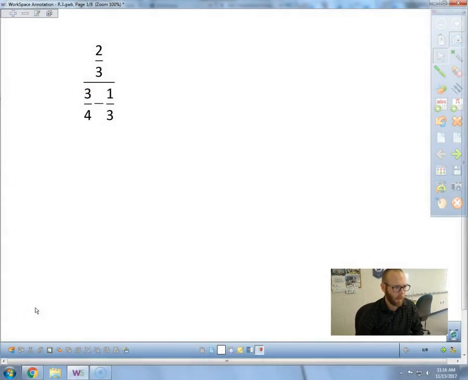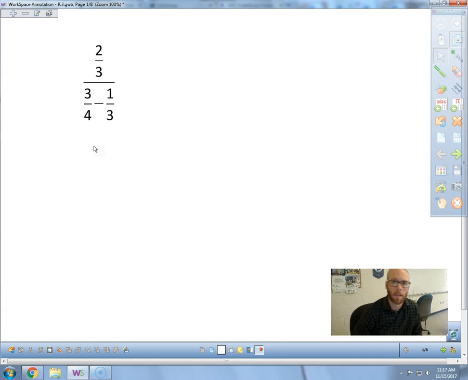So take a look at the problem that I have on my screen here. Take a look at that fraction. Do you know what that type of fraction is called? It's called complex. Why is it called complex? Because we have a fraction, or actually multiple fractions, inside of a fraction. Okay, this is called complex.